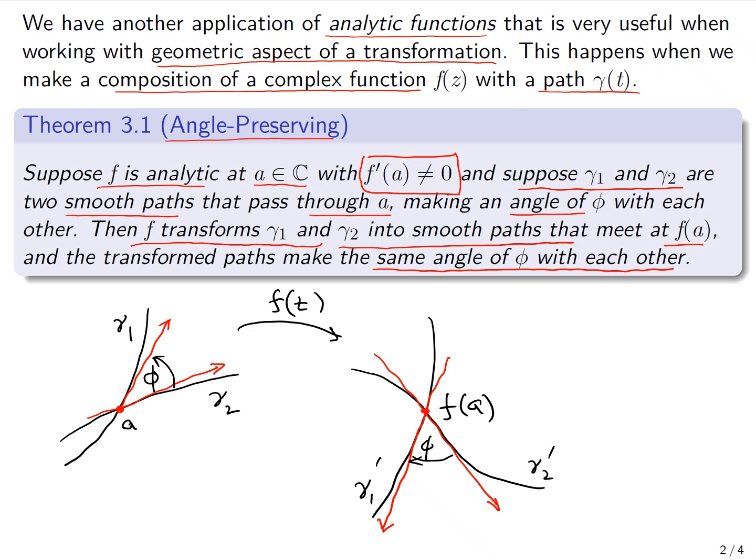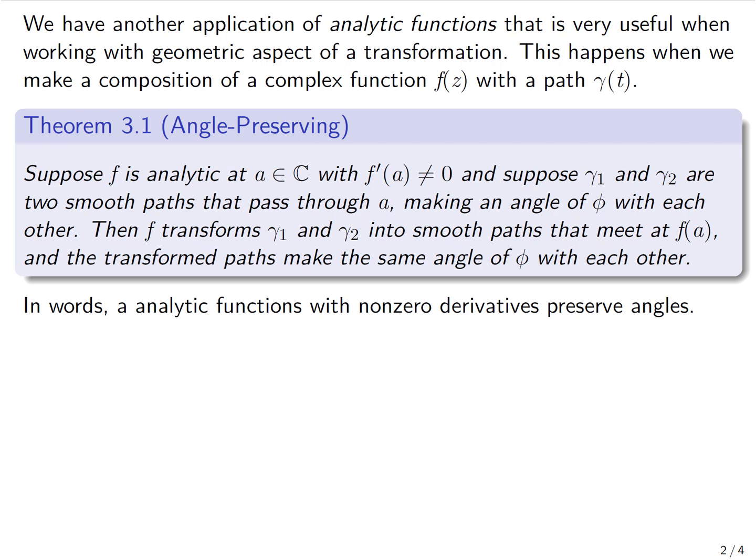If the function is analytic and the derivative is not equal to 0, because if it's 0 you cannot do anything with that. If it's not 0, then what happens? The angle is preserved when you transform the two paths from the Z domain to the W domain. So the same angles. In other words, analytic functions with non-zero derivative preserve angles.